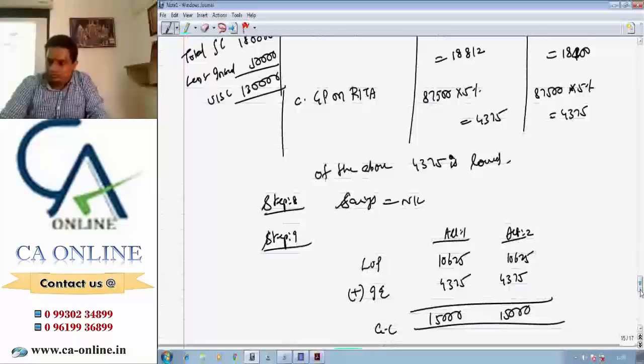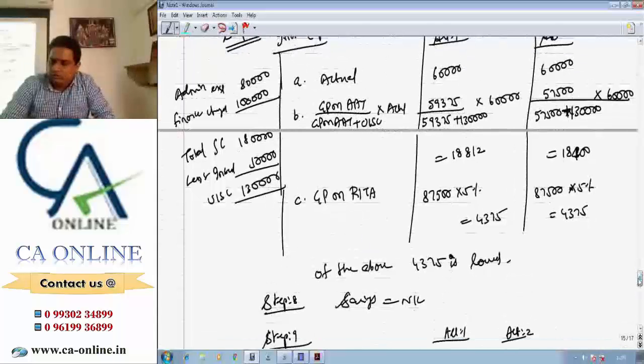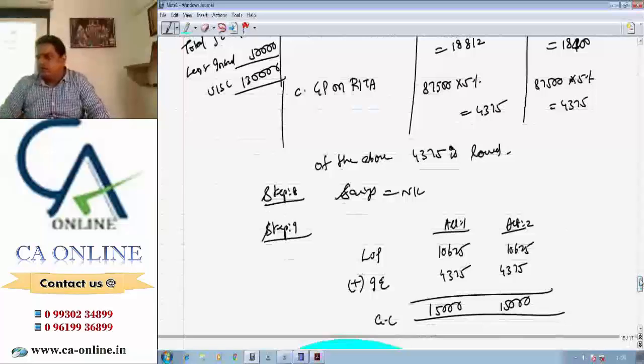No average clause. Policy amount 1 lakh. So you write a note. Step 10. No need to apply average clause since policy amount is greater than GPA and AAT. Either alternative 1 or 2. Therefore claim for loss of profit is 15,000.